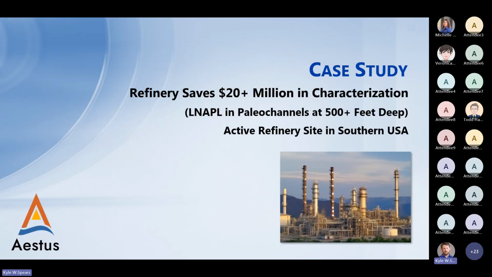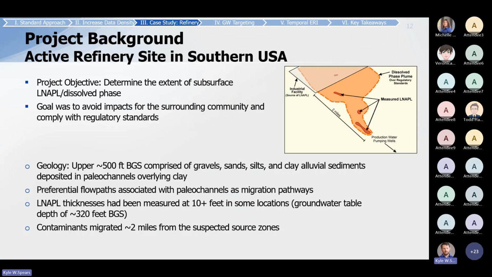All right, so our first case study is going to be looking at a refinery in the southern U.S. They had a big problem, and this process can be used to solve simple dry cleaner and gas station sites, but it can be used to solve some really big problems too. This refinery had LNAPL and paleo channels, and those paleo channels were up to 500 feet in thickness. And again, it's an active refinery, so a pretty significant issue there.